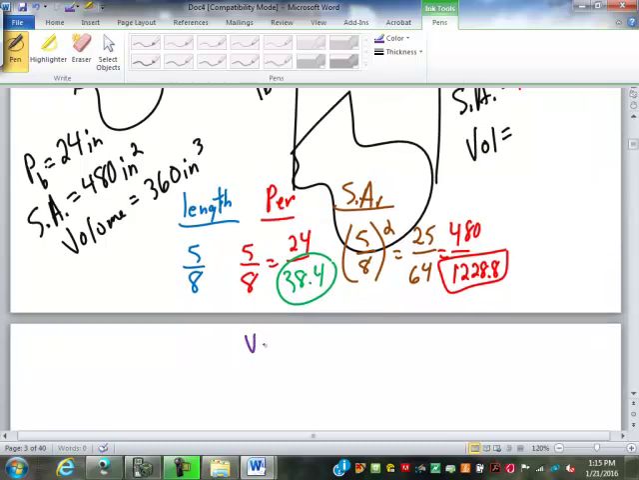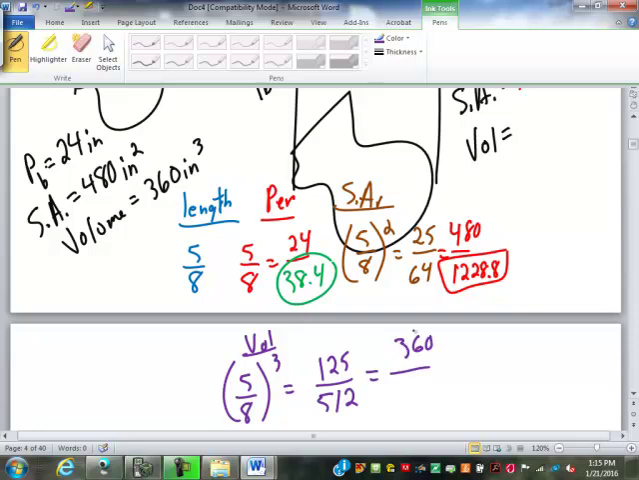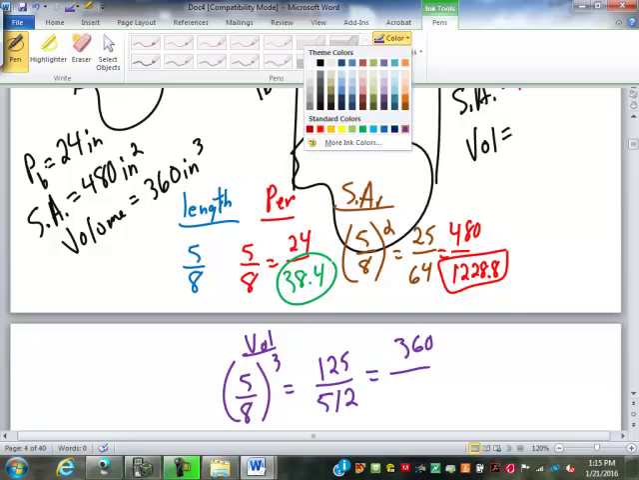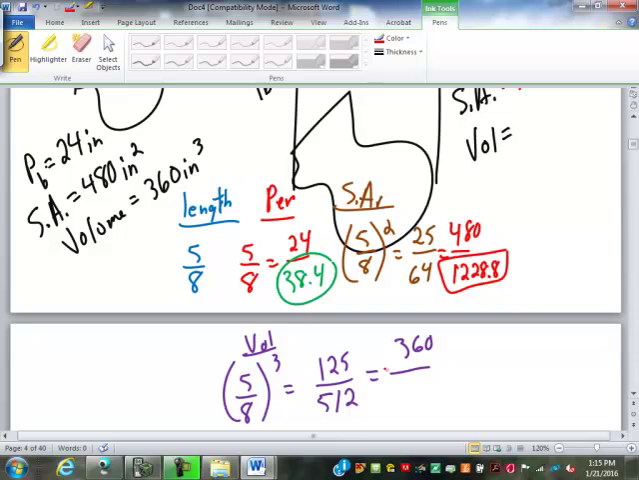For the volume, 5 over 8 to the power of 3. 5 times 5 times 5 is 125. 8 to the third power is 512. Now put the 360 up here for the volume. Cross multiply and divide, we get... What's that? 1474.56 cubic inches, right? What do you think? Good stuff? That wasn't too bad.